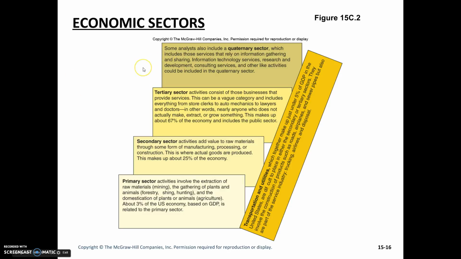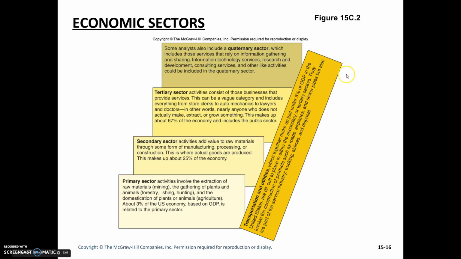And we also have the quaternary sector, which relies mostly on information. So research and development, things like that, things that are real sciencey, looking at IT services, things that help support what happens down below. We would call those more higher level activities and part of the quaternary sector.